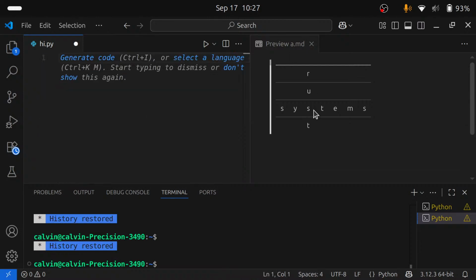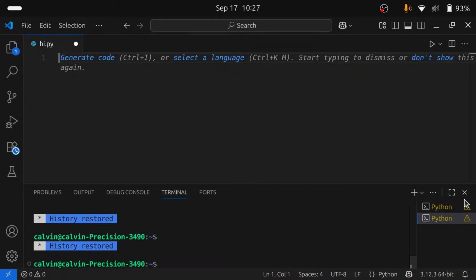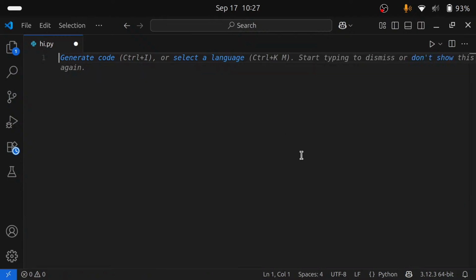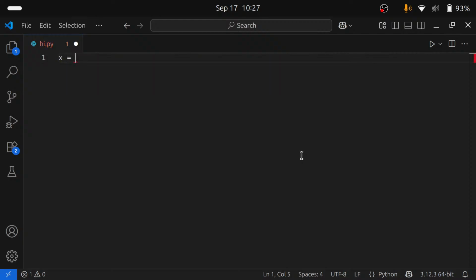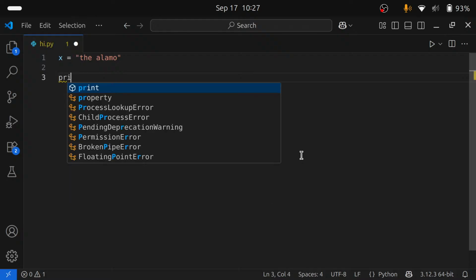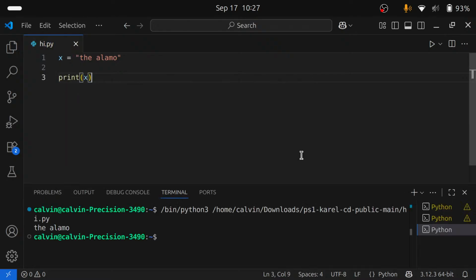So what is this? Okay, so I'm going to take x, and I'm going to assign it to be the Alamo. And then I'm going to print x. I'm going to run this. And it's going to say the Alamo.